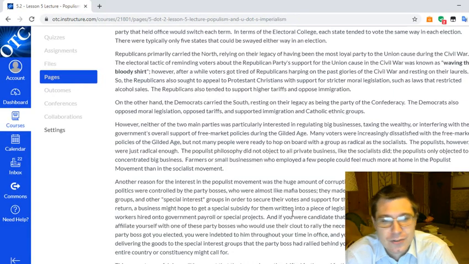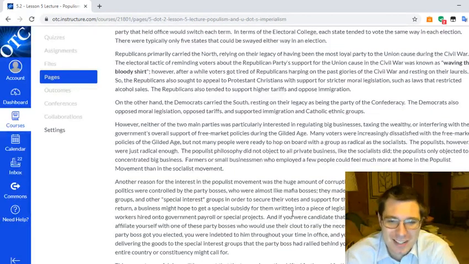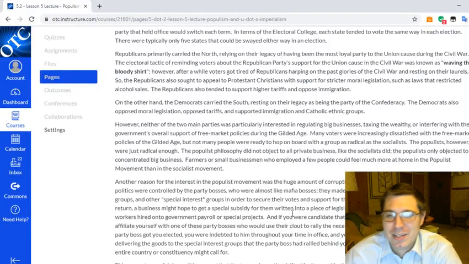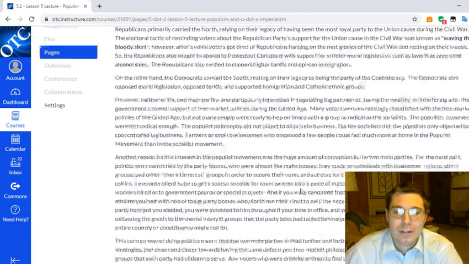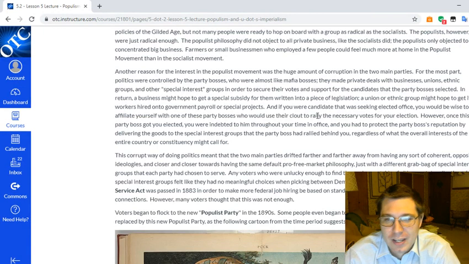Another reason for the interest in the populist movement was the huge amount of corruption in the two main parties. For the most part, politics were controlled by the party bosses, who were almost like mafia bosses. They made private deals with businesses, unions, ethnic groups, and other special interest groups in order to secure their votes and support for the candidates that the party bosses selected.